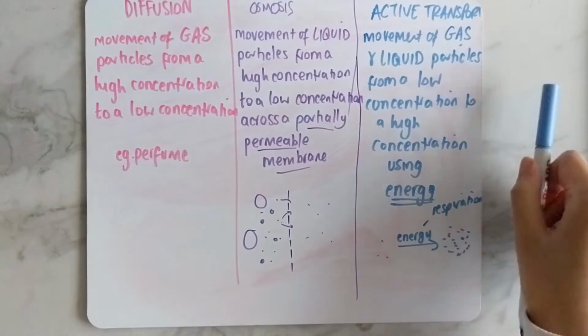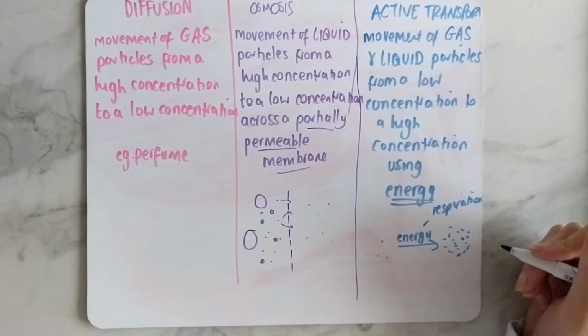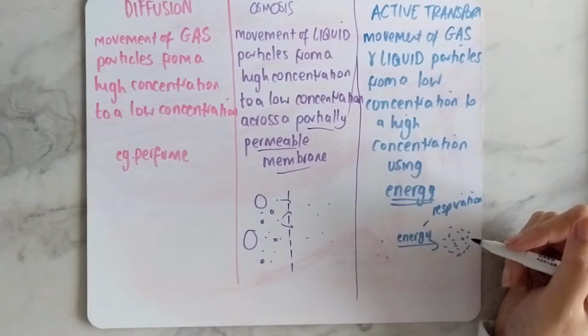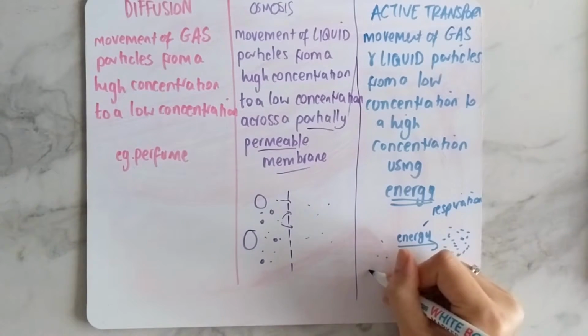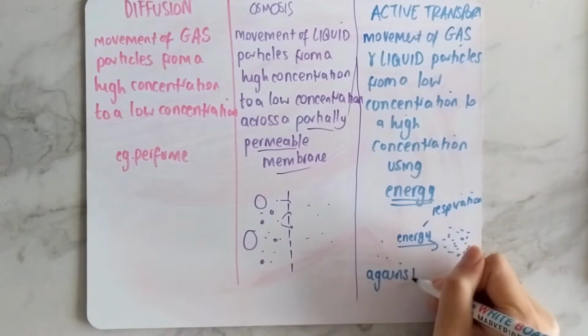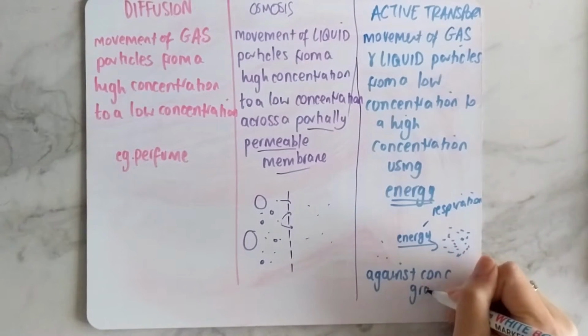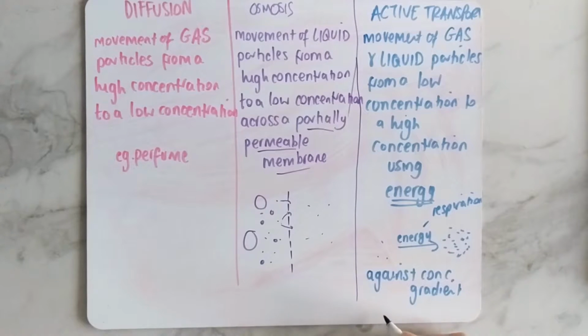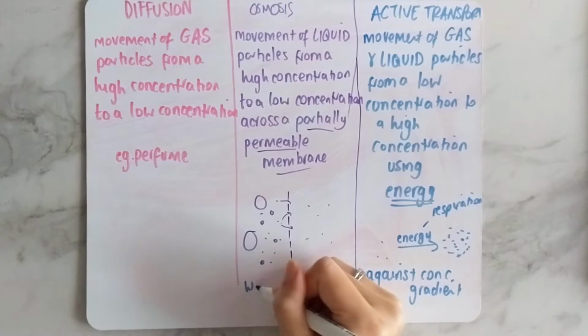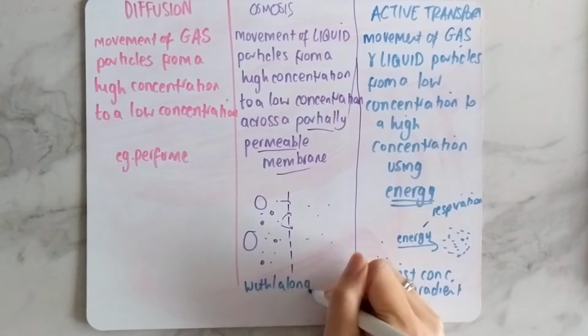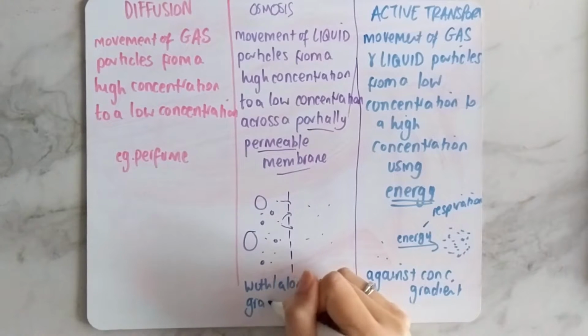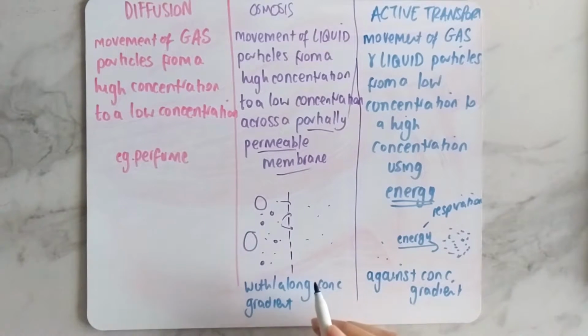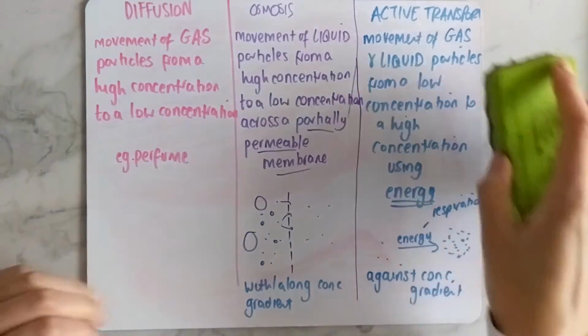So you might have heard it being said as going against the concentration gradient. So against the concentration gradient basically means from low to high. With the concentration gradient, or along the concentration gradient, means from high to low. So let me just go through a couple of examples of active transport and osmosis.